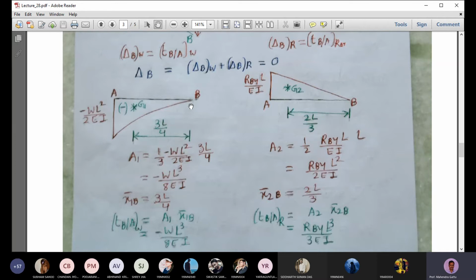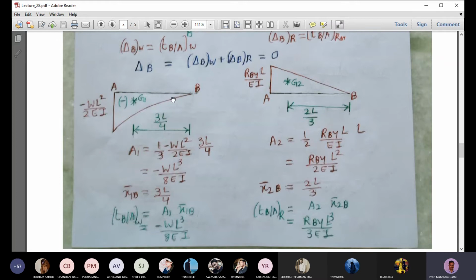Okay. So we can find t_B/A for W, that is area into X bar B. The area under the curve is 1 by 3 BH. So 1 by 3 into minus WL square by 2EI into 3L by 4. So 3 and 3 will cancel out, and 4 into 2 is 8. L square into L is L cube. So minus WL cube by 8EI, that is the area under the curve. And G1 is 3L by 4, so BG1 or X bar B is 3L by 4.